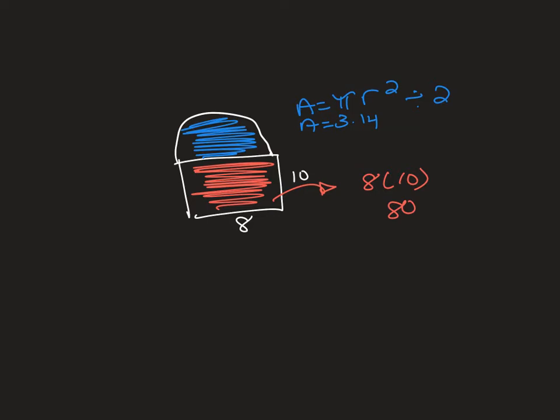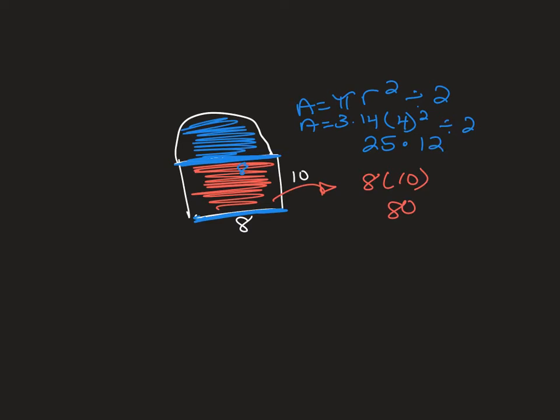Now the radius is going to be half of the diameter. The diameter is the top part of the rectangle. So if the bottom part of the rectangle is 8, that means the top part of the rectangle is also 8. So if my diameter is 8, that means that my radius is 4. And then I'm going to divide by 2 because it's half a circle. When you punch that in the calculator, you should get 25.12.